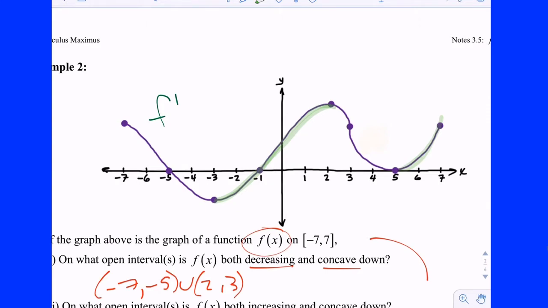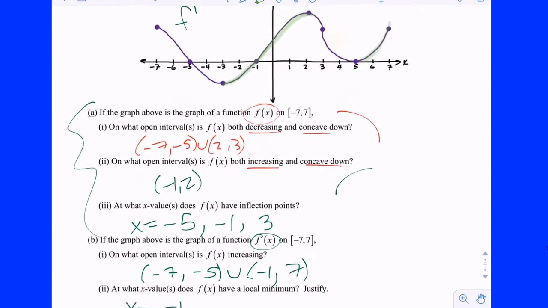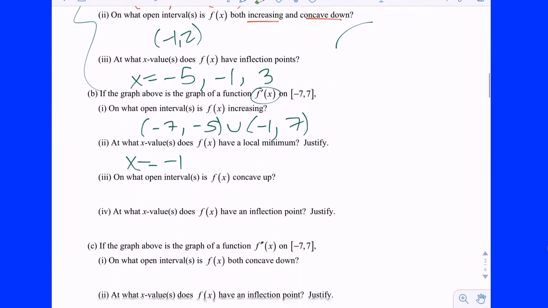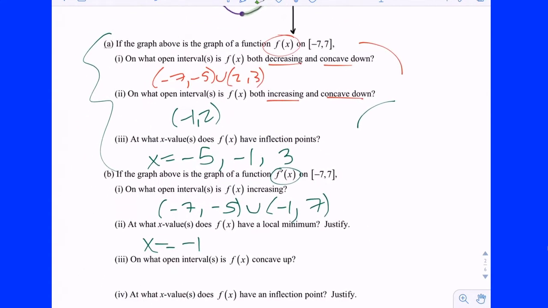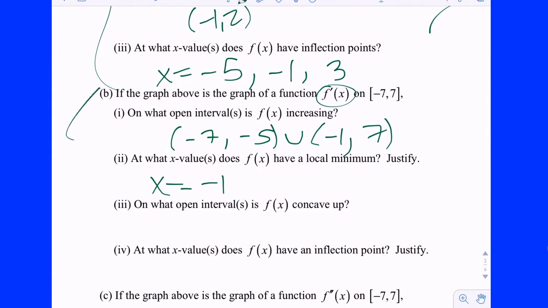-3, 2, and 5. Okay? Where the signs of the slopes of f prime change from positive to negative or negative to positive. The local max or mins. All right. So far, so good? That's reading it now as if it were the graph of f prime.